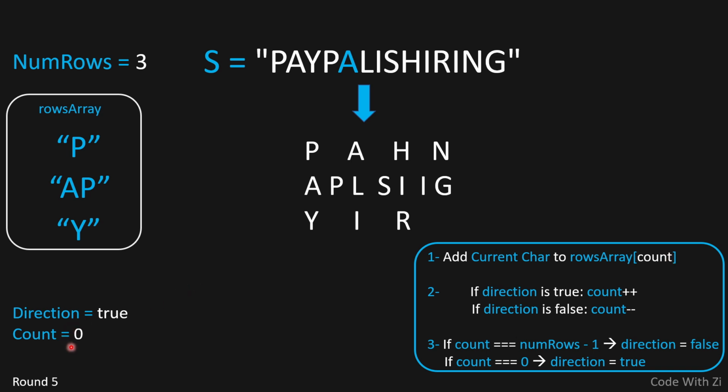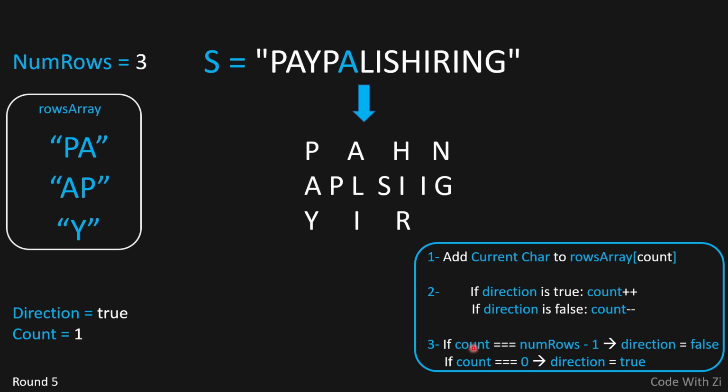Count is gonna be equal to 0. So we're gonna add a here because this is the string that has the index of 0. So let's do that. We're done with step 1. Let's move on to step 2. Step 2 says if direction is equal to true, increment count. We know it is true, so we're gonna increment count and it's gonna be equal to 1.